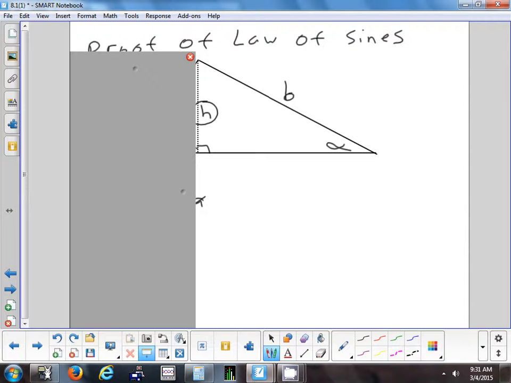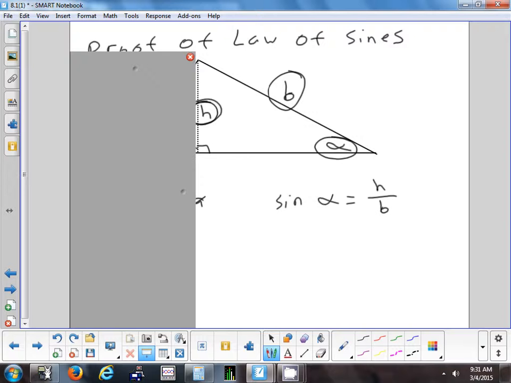Okay, we're going to do the same thing again. I want to come up with a trig function that's going to involve alpha, H, and B. Shannon, what trig function would involve the side farthest away from alpha and the hypotenuse? Sine again. Yeah. So sine of alpha. And Tahina, what would be my fraction here? H over B. Good. H over B.